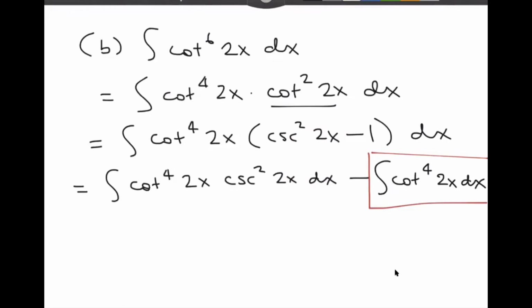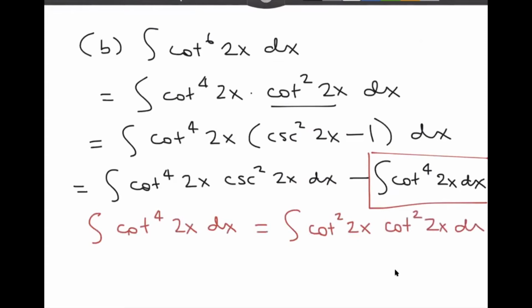All right, so now let's start working on the red integral. And I'm going to do it the exact same way. The integral of cotangent to the 4th 2x. I'm going to write that as cotangent squared 2x times cotangent squared 2x. I'm going to change that second cotangent squared 2x into cosecant squared 2x minus 1.